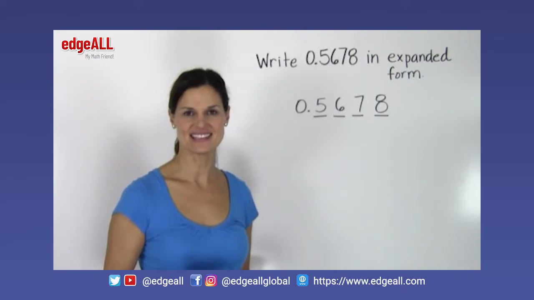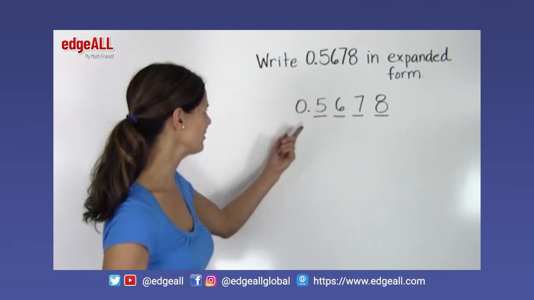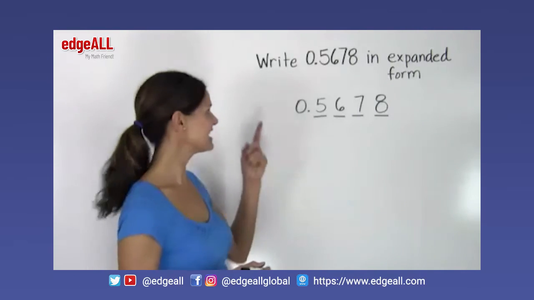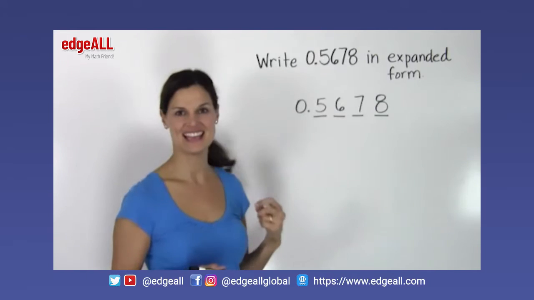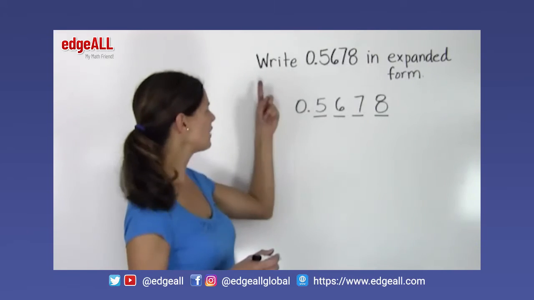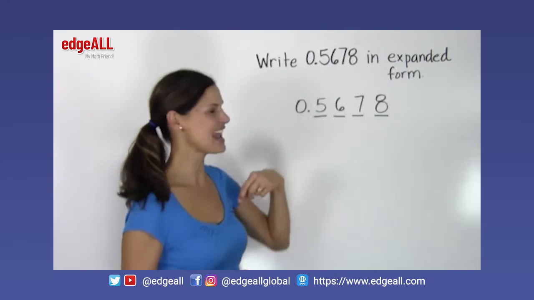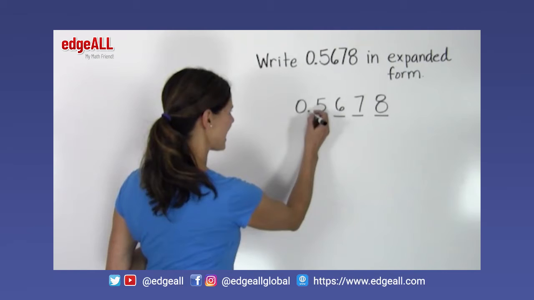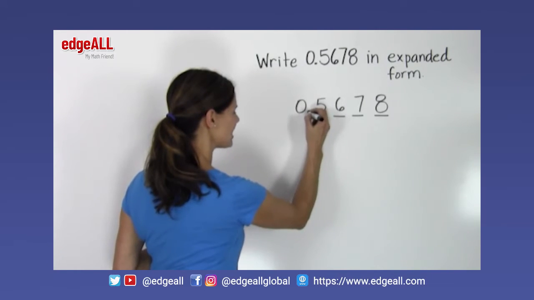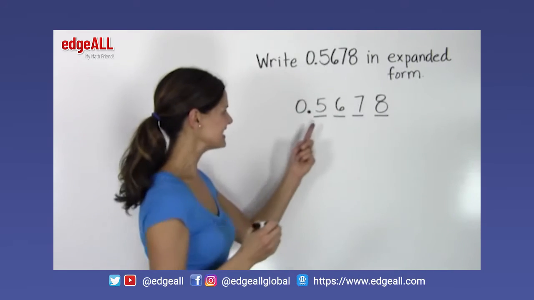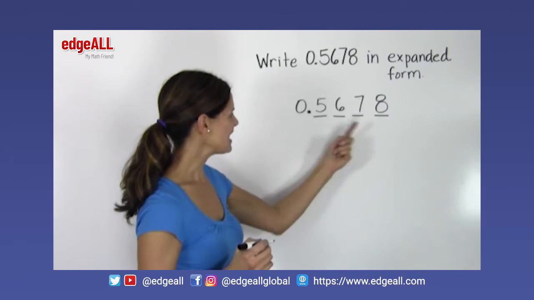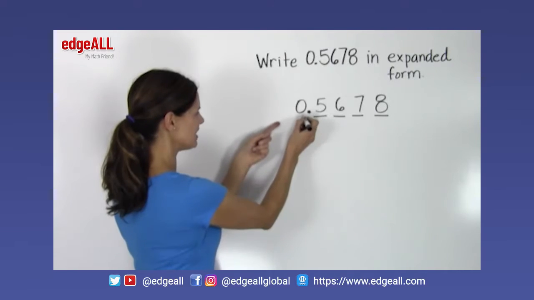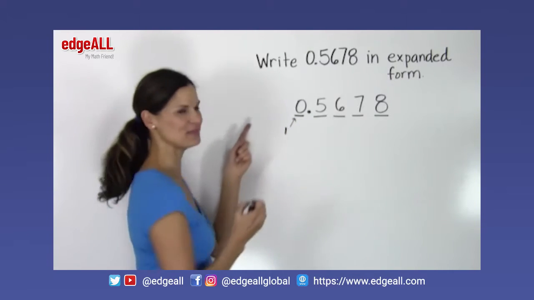Each decimal place also has a place value to the right of the decimal. So let's look at a problem now that's asking us to put a decimal in expanded form. Write 0.5678 in expanded form. So let's remember that to the right of our decimal point, each of these places has a place value that decreases by a factor of 10. So we start over here with the 0. The 0 is in our ones place.